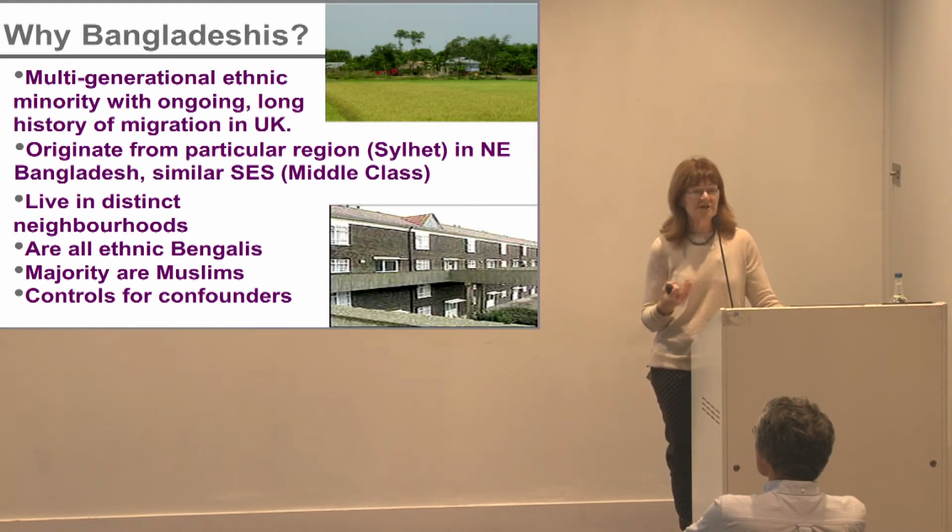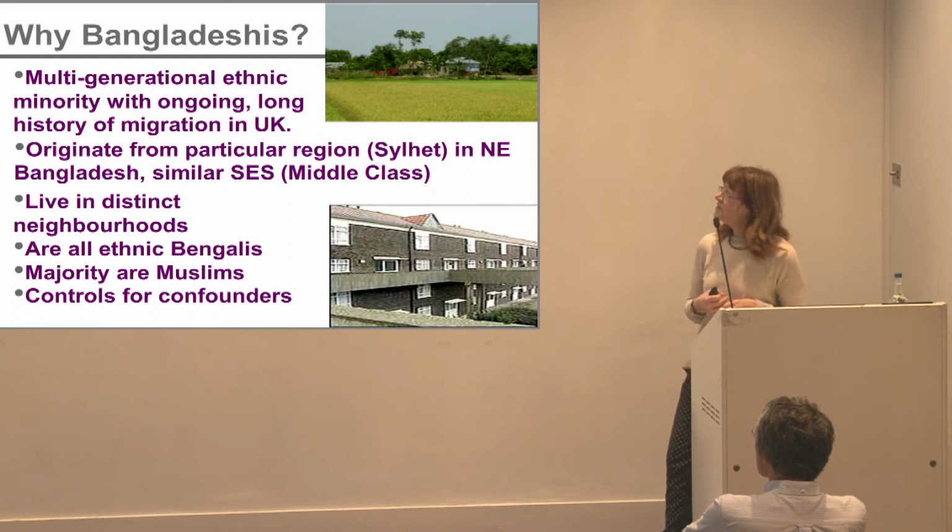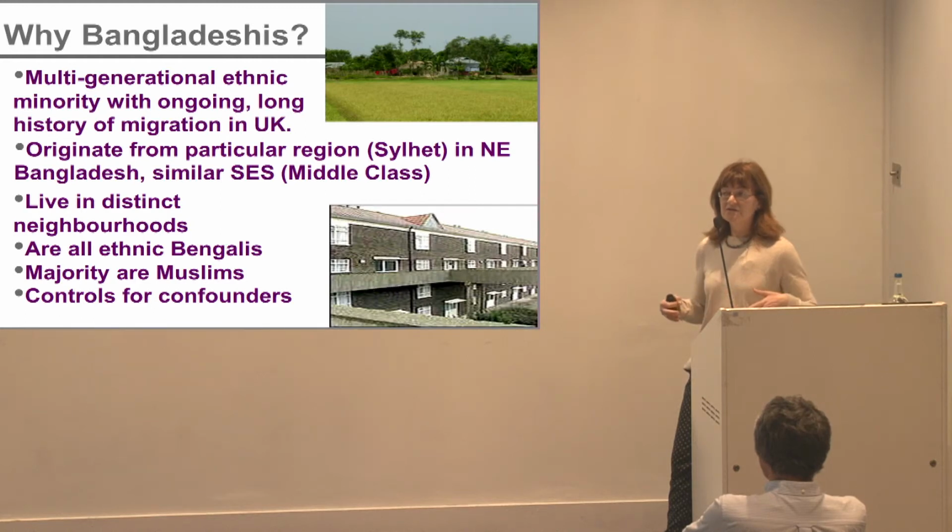They're a multi-generational ethnic group with a very long history of migration to Britain, and that's important because we needed multiple generations to look at. They tend to come from one particular region in the northeast of Bangladesh, a region called Sylhet. So that's good because you can control for region of origin. You don't have people coming from lots of disparate kinds of environments. They come from generally the middle class, so people with the means to afford to migrate.